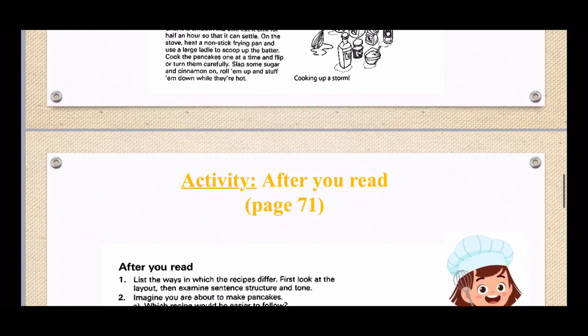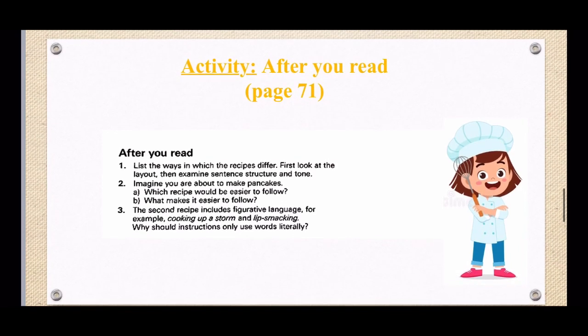So moving on, we are still on page 71. So now you will do an activity, the after you read activity. So I'll just read through the questions with you quickly. So it's question 1 to 3. Question 1 says, list the ways in which the recipes differ. First, look at the layout, then examine sentence structure and tone. So there are 3 things you need to look at: the layout, examine the sentence structure and the tone of both recipes, right?